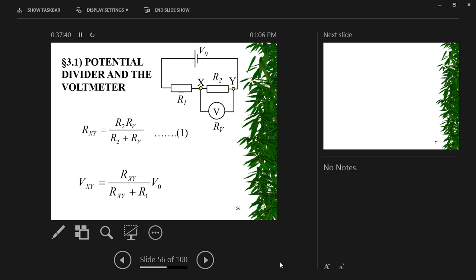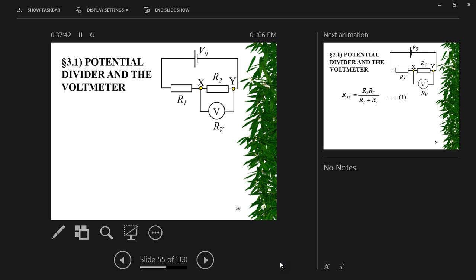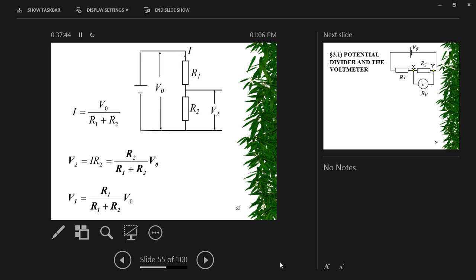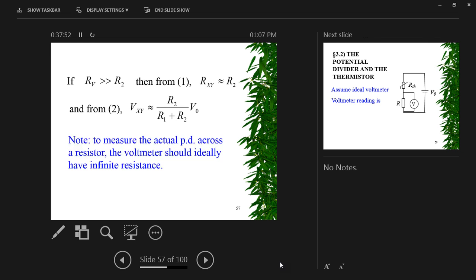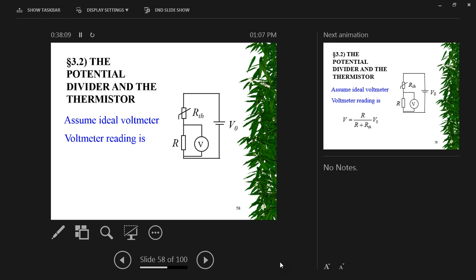The only case where this expression turns back into this expression, as if I didn't have any object here, is of course when the voltmeter has an infinite resistance, or a very, very large resistance. Then the expression will reduce back to what I wanted it to be, which is R2 over R1 plus R2 times V0. If you don't understand this, do read it again or ask a tutor or ask me. It's actually quite important.